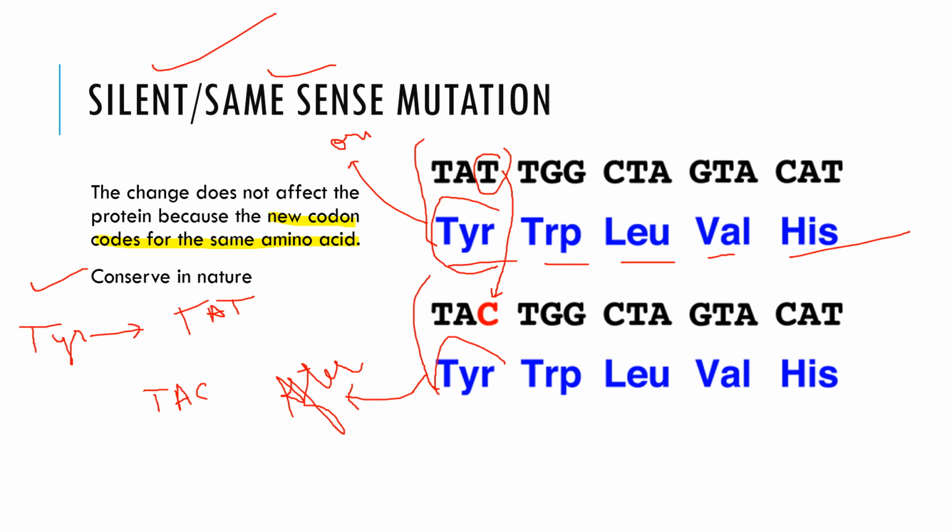As you can see here, for tyrosine TAT was present, and after mutation instead of TAT, TAC is present, but it will not affect the functioning of the protein, the open reading frame, or the structure of the protein. So everything is silent or same sense.